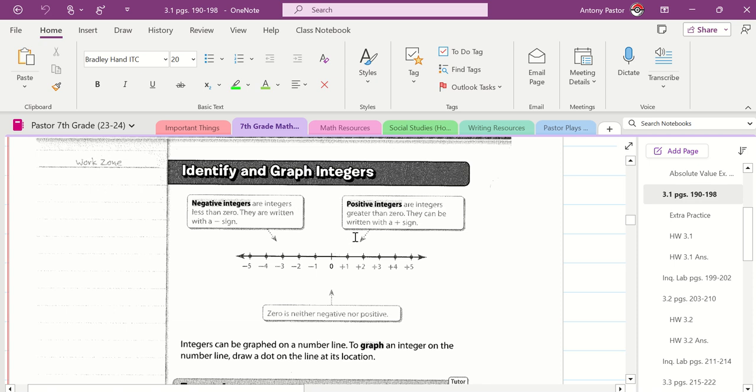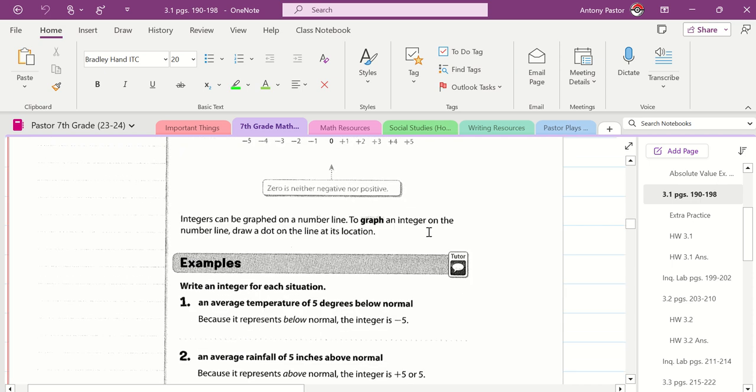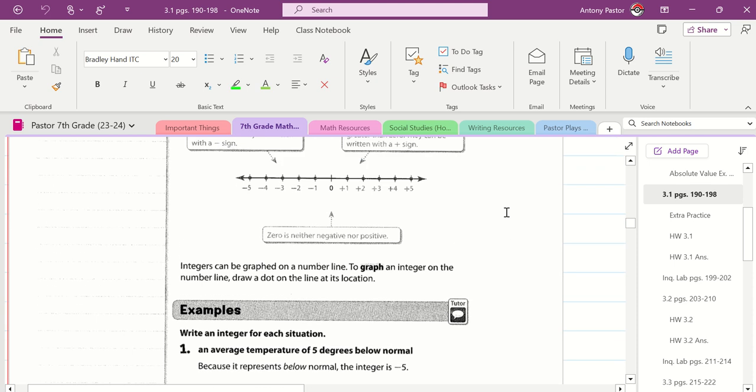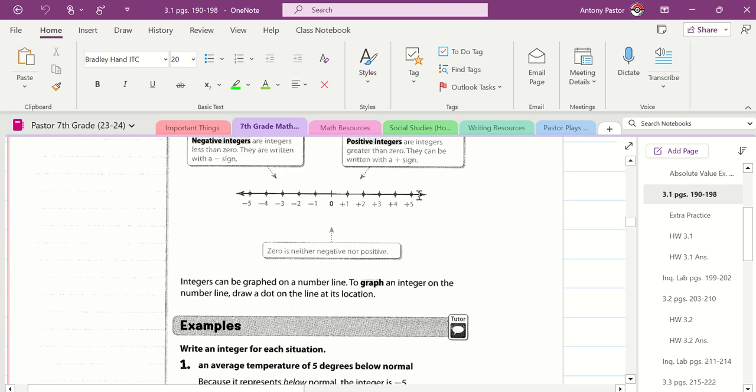Identify and graph integers. So as we talked about, negative integers are going to be written towards the left and will always have the negative sign in front of them. 0 is neither positive nor negative. And positive integers are going to be on the right side and typically written with a positive sign. Integers can be graphed on a number line. To graph an integer on the number line, draw a dot on the line location.